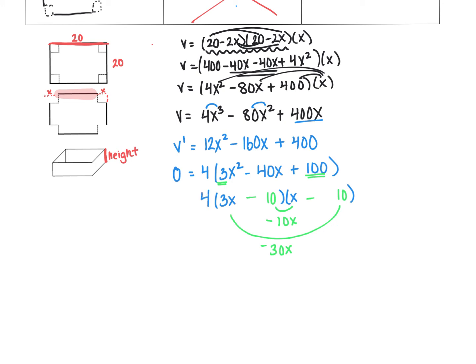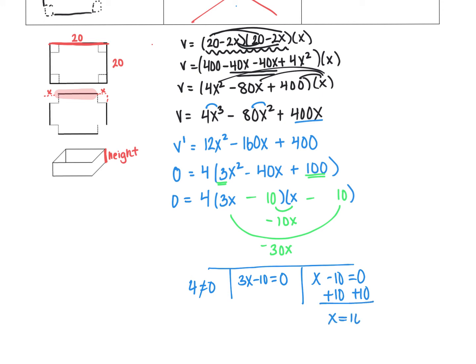So we need to now find my t-chart to finish the solutions. I'm just going to do the t-chart down here. So we've got 4 equals 0, I need to reject. And I have 3x minus 10 equals 0, and I have x minus 10 equals 0. So the right side's easy. I can just add 10, and I get x equals 10.